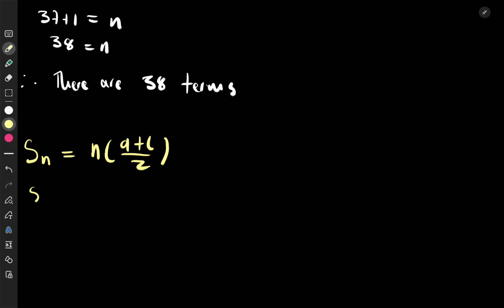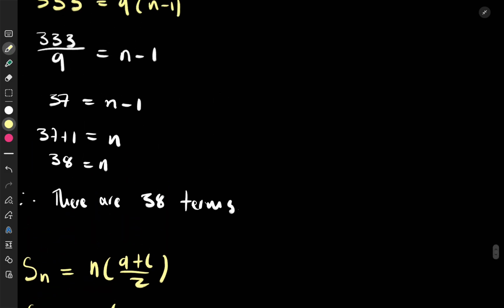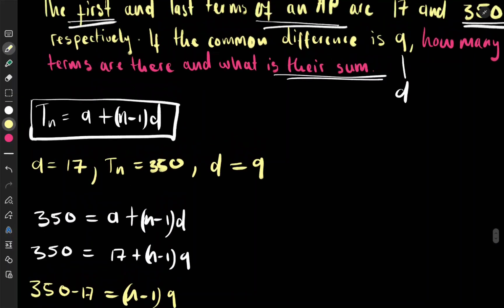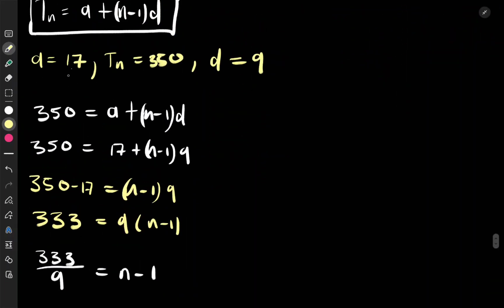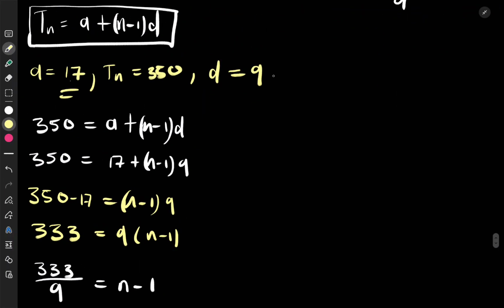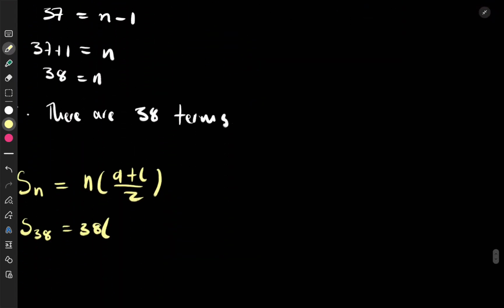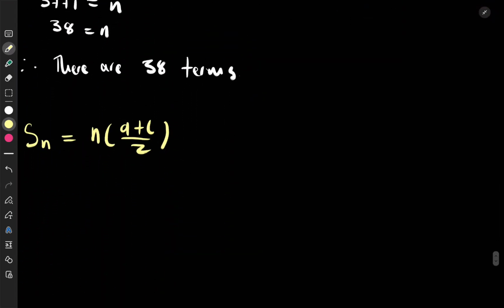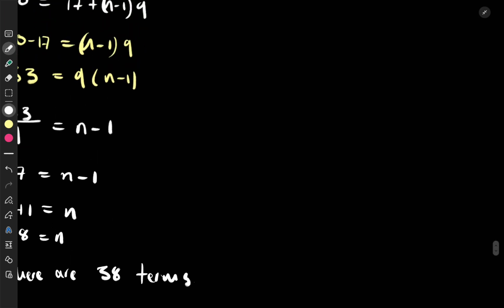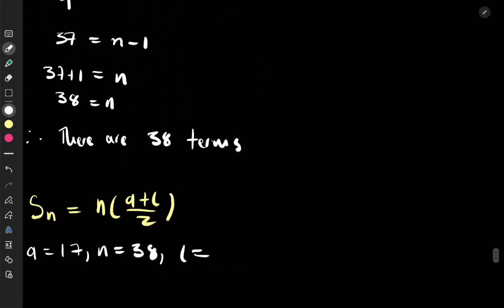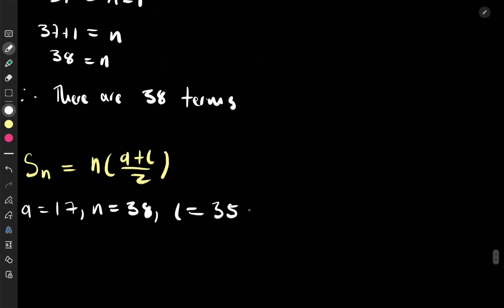Which is equal to, so the sum of 38 is equal to 38 multiplying, what is my A? My A is 17, and L is also the last term. So you can come here and put it below the sum. You can say A is 17, and N is equal to 38. Then you can also say L is now equal to, what is my last term? It is 350. So please don't forget to put these things, 350.